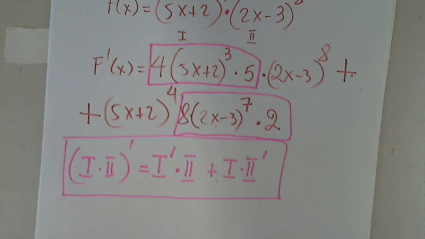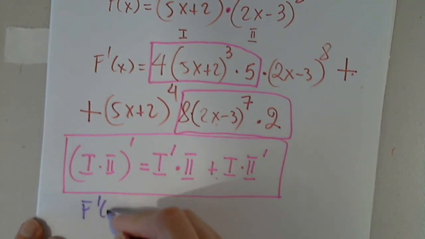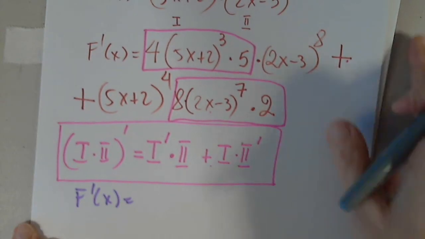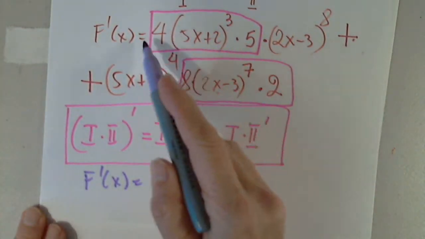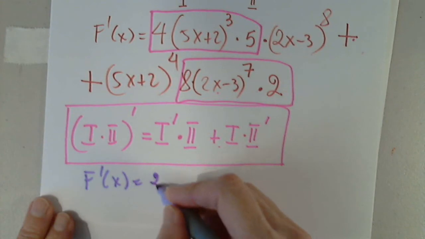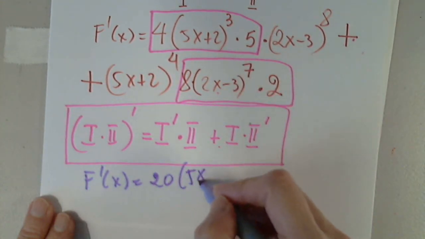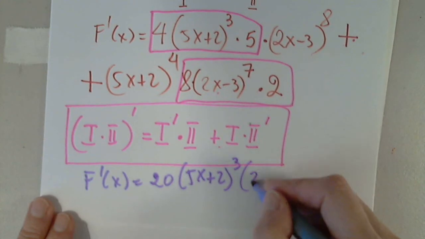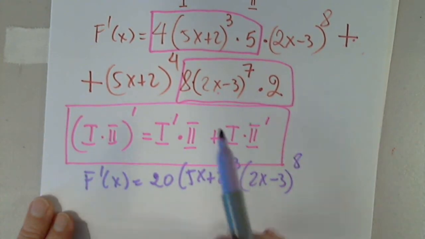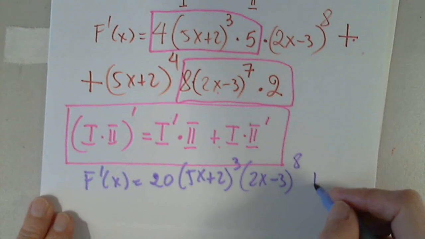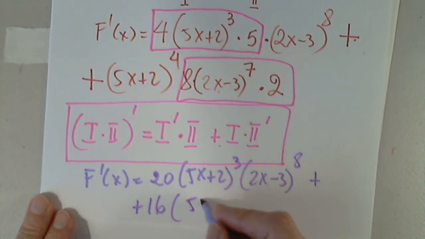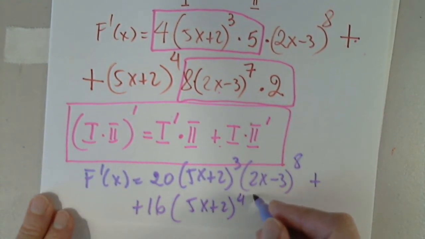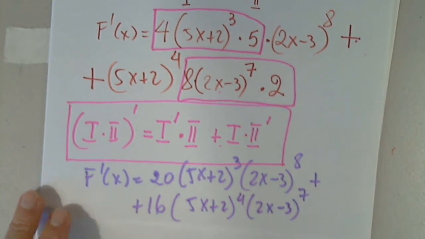Perfect. Now, we cannot leave it like this. We have to rearrange it. We have to try to factor in order to simplify. So I'm going to continue here, f prime of x. I will rearrange the first term as 4 times 5, which is 20. I will copy 5x plus 2 to the third. I will copy 2x minus 3 to the 8. Here I have 8 and 2 and put it in front, plus 16. 5x plus 2 to the fourth, and 2x minus 3 to the seventh.